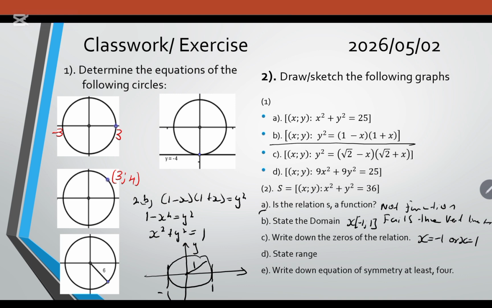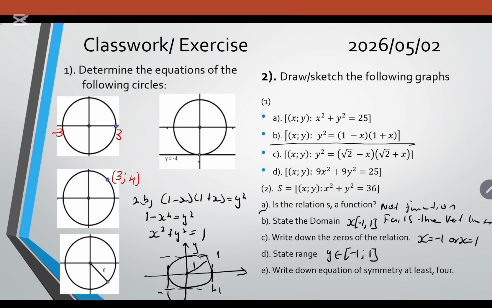The range of the graph. These are the values of y of the graph. Since the radius is 1 unit, this is 1 and that is -1. So the range is y is an element of -1 to 1. So that is the range of the equation.